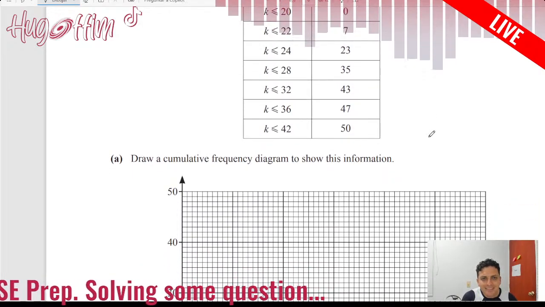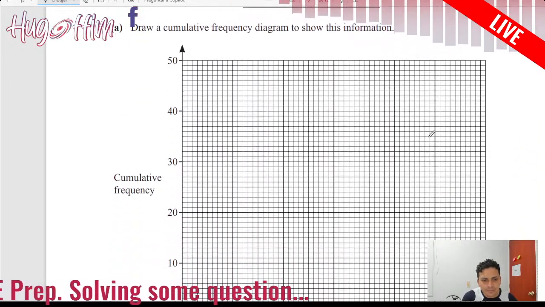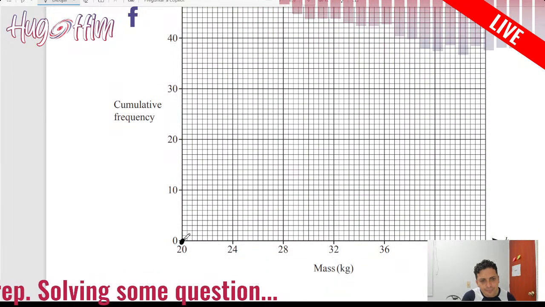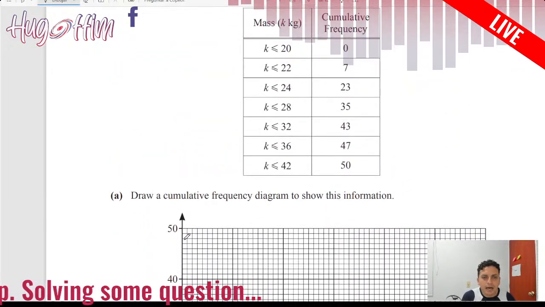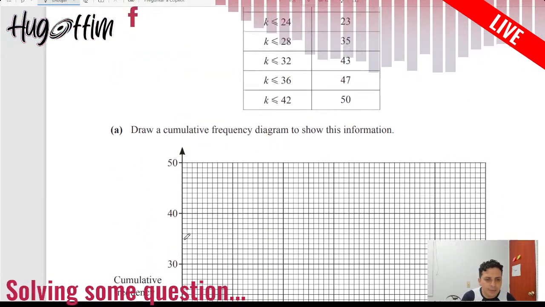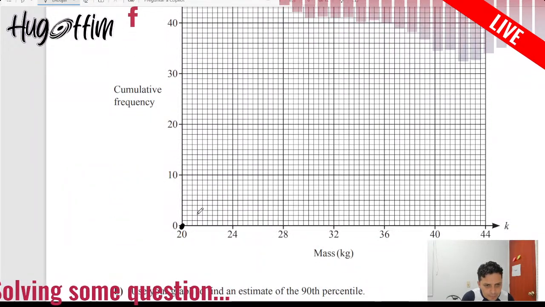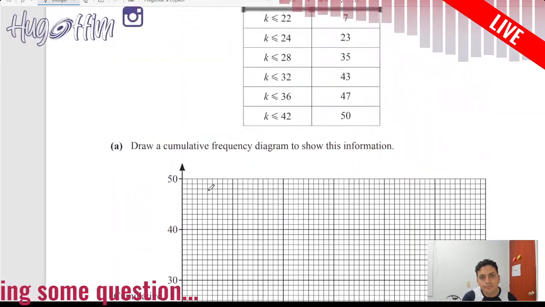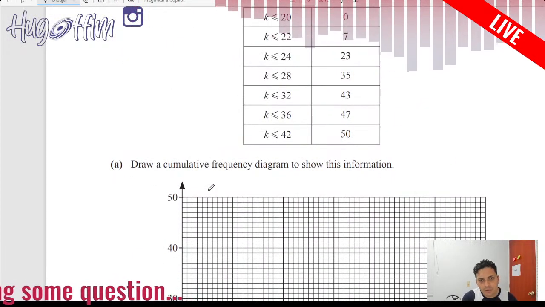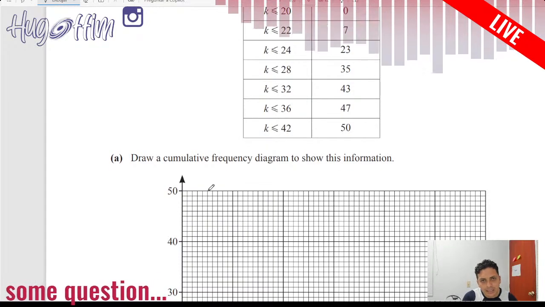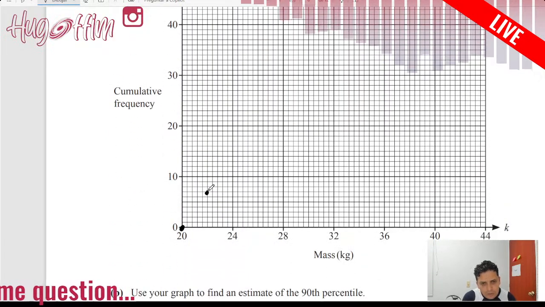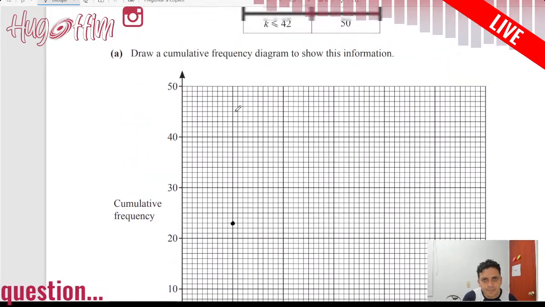So if it's less than 20, it's 0. So I gotta go here, 20 with 0. Now it says less than 22 is 7. So I gotta go to 22 and 7 here. It says less than 24, I got 23, right? 24 with 23, nice.